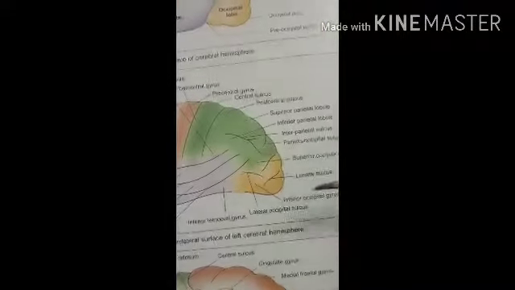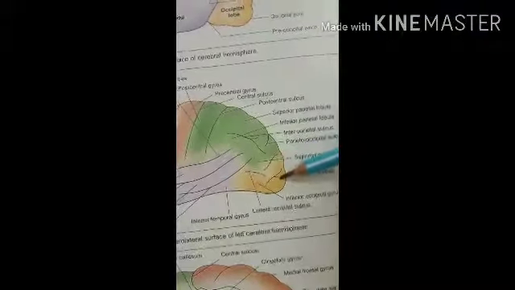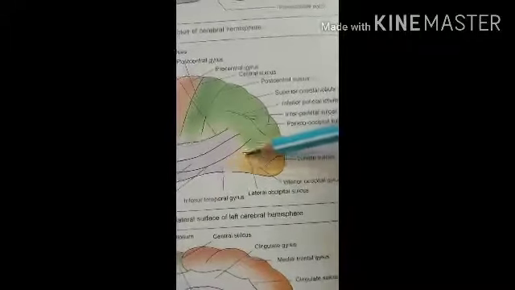Then the occipital lobe possesses three short sulci. Here you can see 1, 2 and 3. The first is the lateral occipital sulcus, the second is the transverse occipital sulcus, and the third is the lunate sulcus. Here you can see the lunate sulcus, this is the lateral occipital sulcus, and this one is the transverse occipital sulcus. So these three sulci are present in the occipital lobe.